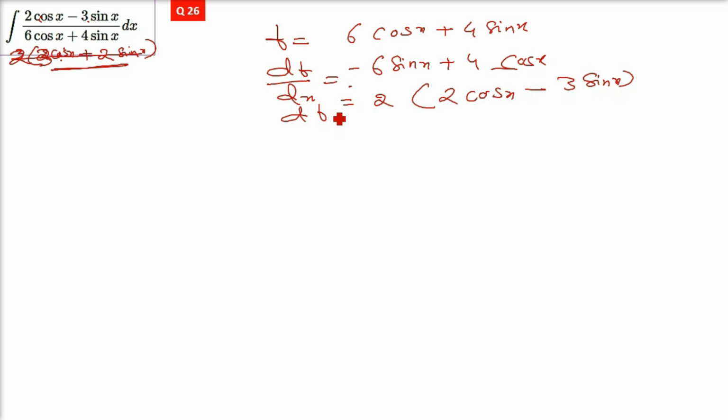So this is dt, this is dx, this 2 goes in the denominator. dt by 2 is 2 cos x minus 3 sin x dx. This is dt by 2. Now what do you see here? It's the same thing which we were expecting, which we wanted to know.